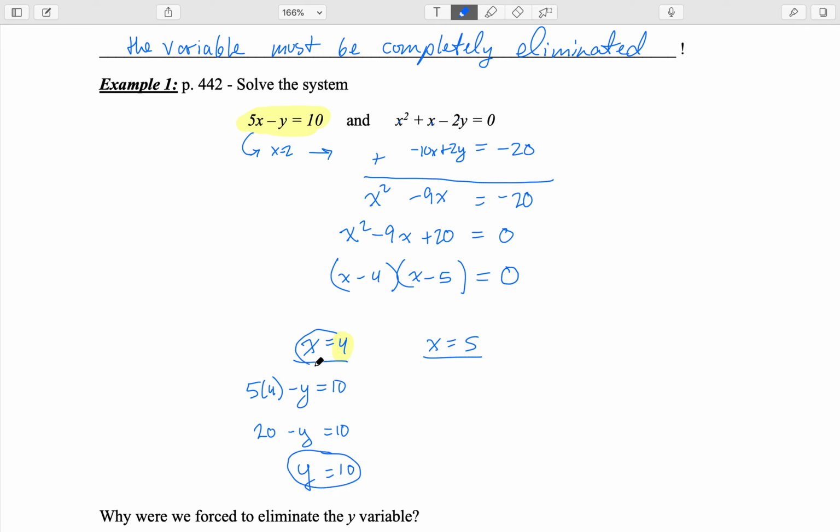So there's my first solution. The x value is 4, the y value is 10. That's a point where they cross. Now, let's do it again.